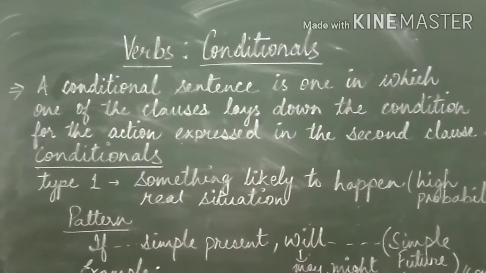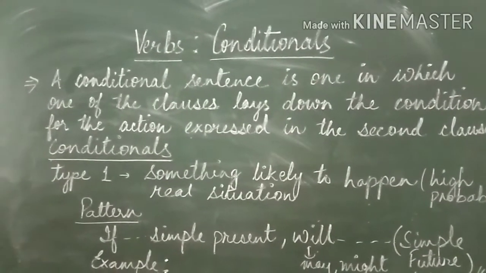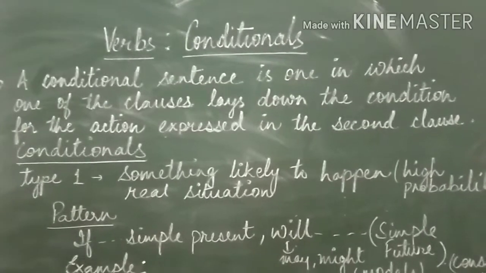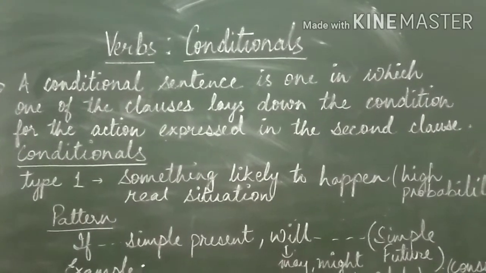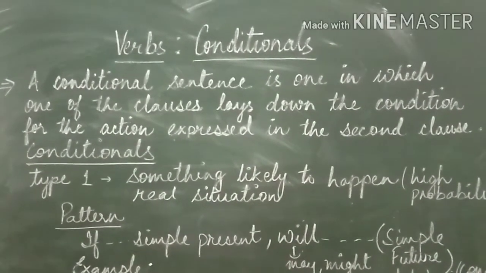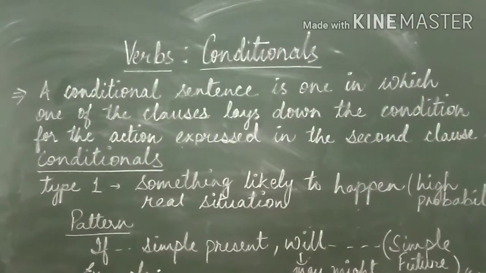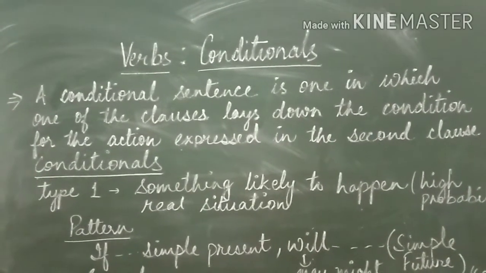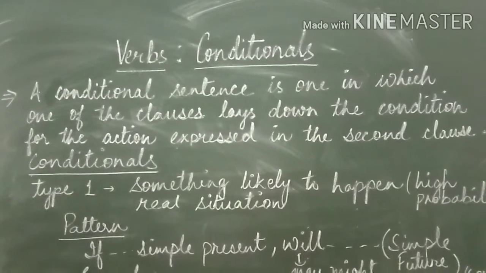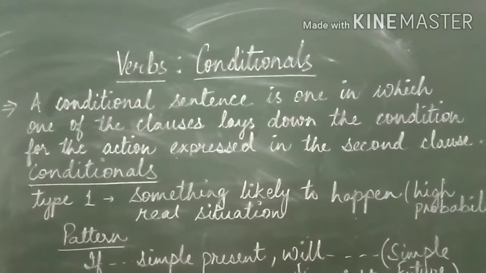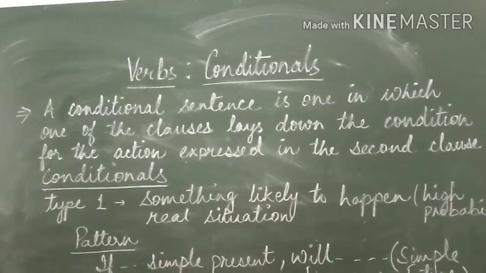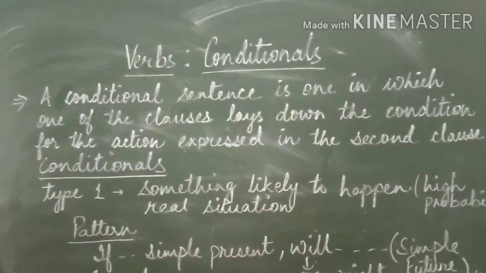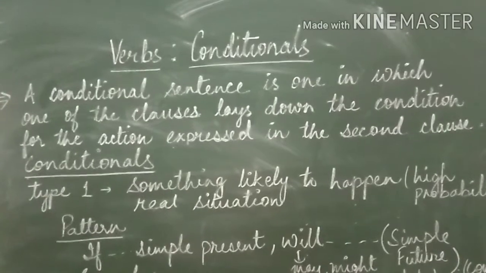Before I come to type 1, let's once recapitulate. A conditional sentence is one in which one of the clauses lays down the condition for the action expressed in the second clause. Children, one clause talks about the condition and the consequence, the result you will get, in the second clause. And the second clause is the principal clause. It may be the first one or the second. Anywhere it can be placed. So there will be 2 clauses. One is the main clause, that is the principal clause, and one is the conditional clause.